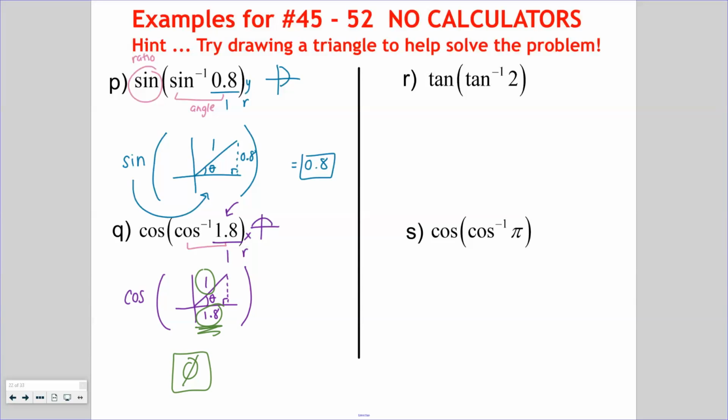Okay, how about this one? Last one I'm going to work with you guys. You guys are going to do S before I move on to the next step. I need an angle, right? The inverse tangent of 2.